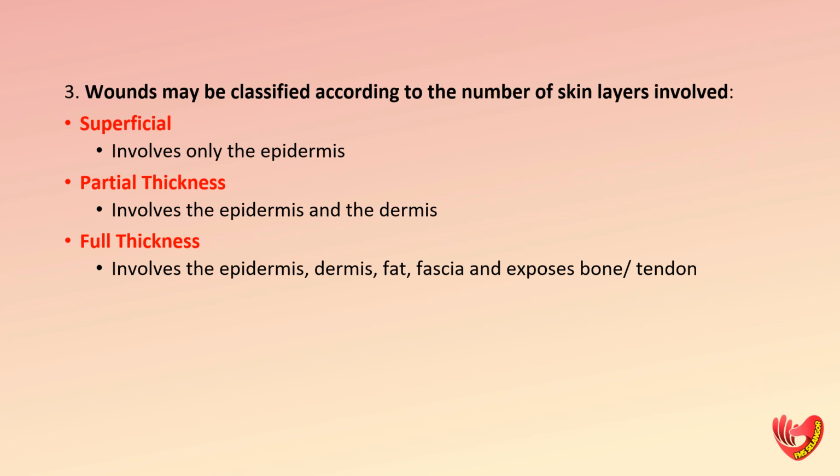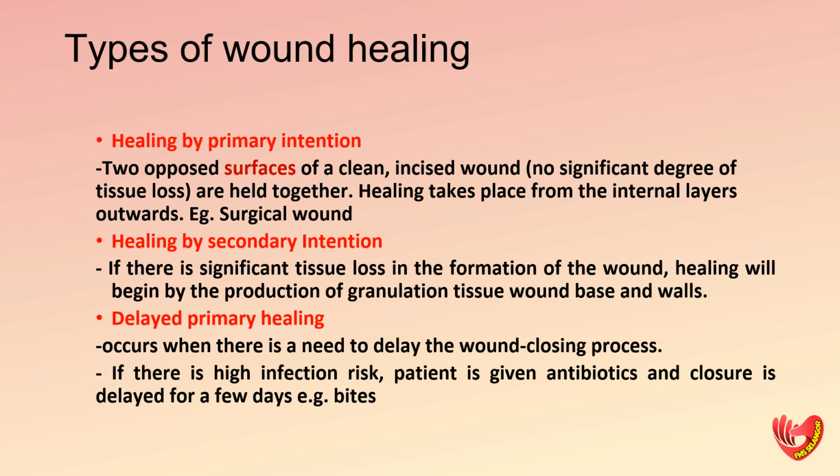Wound may also be classified according to the number of skin layers involved. A superficial wound involves only the epidermis, while a partial thickness wound involves the epidermis and the dermis layer. A full thickness wound involves the epidermis, dermis, fat, fascia and exposed bone. Wound healing is the process that skin goes through as it repairs damage from wounds.